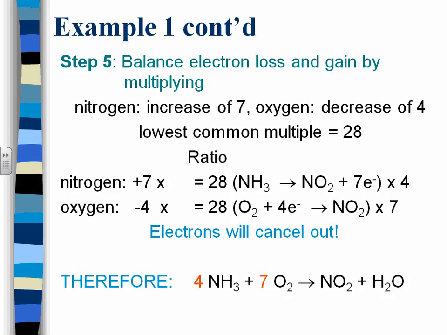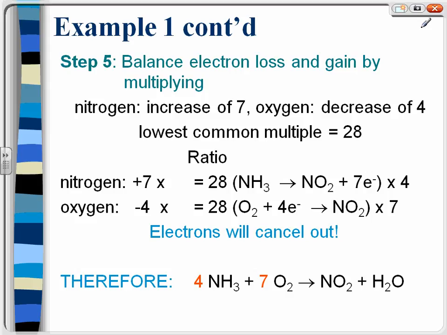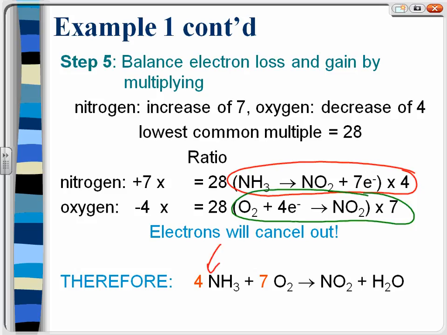And I'm only going to put the coefficients on the reactant side of my equation, okay? Because I timed this reaction here by 4, I put the 4 in front of NH3 there. Because I timed this reaction by 7, I put the 7 in front of my O2. And again, I did that so that I would have 28 electrons on the reactant side and 28 electrons on the product side, so that they end up canceling each other out.